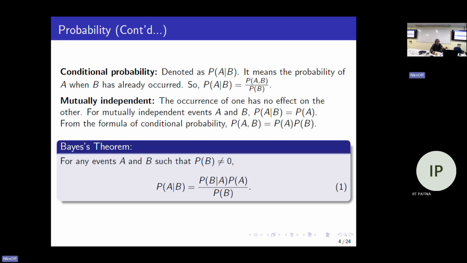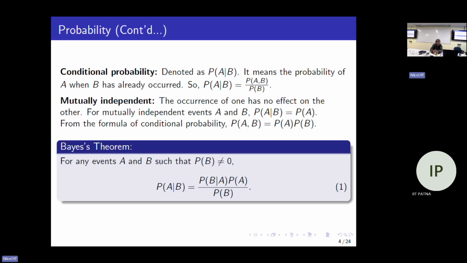For mutually independent events, the probability of A slash B, that means A given B, will be equal to the probability of A, because it has no effect. Whether B occurs or not, there is no meaning. So it is probability of A. And from the formula of conditional probability, we can say P of A comma B equals PA into PB, the multiplication of both.